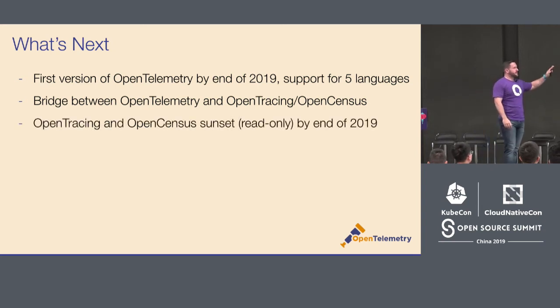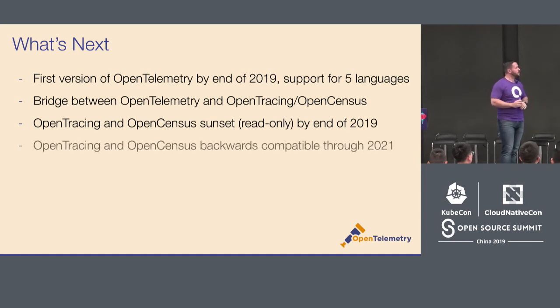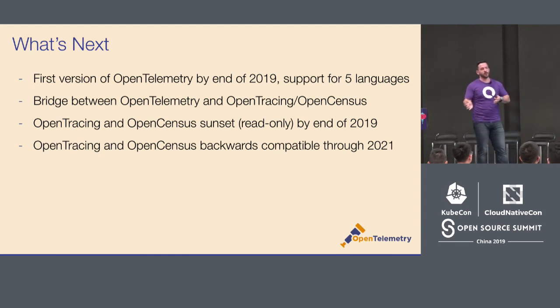The goal is to sunset. That means read only. So going forward, there will be no changes to the OpenTracing or the OpenCensus GitHub repository by the end of the year. That's the current target. Those repositories will remain in read-only mode for at least 2 years with backwards compatibility. That backwards compatibility should last through 2021. Of course, if dates slip here, then we'll give you specific dates. But right now, these are our targets.